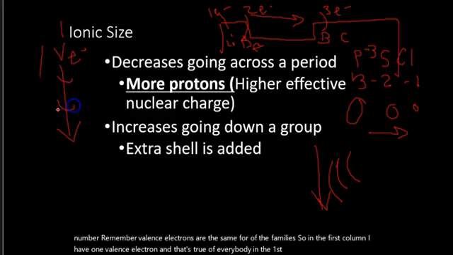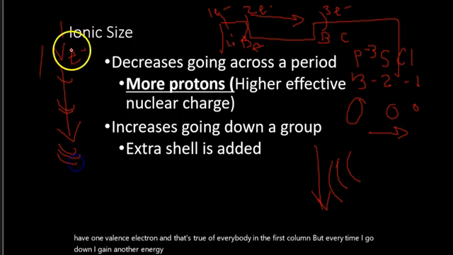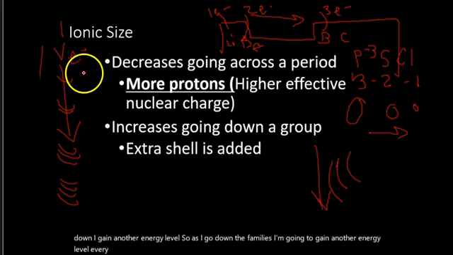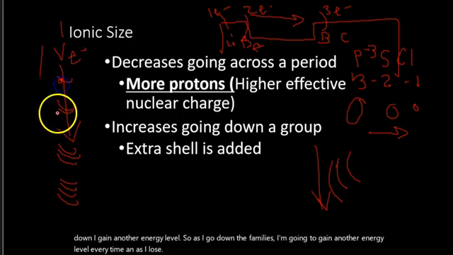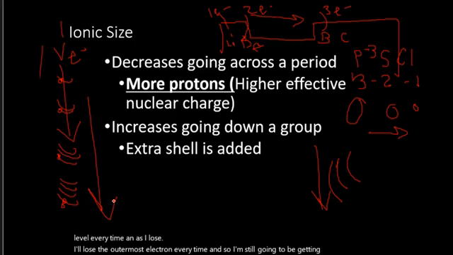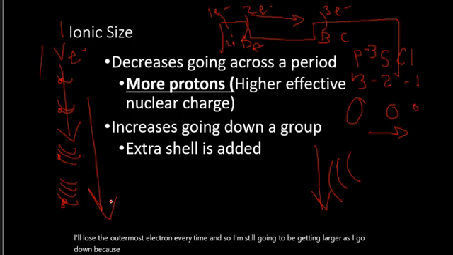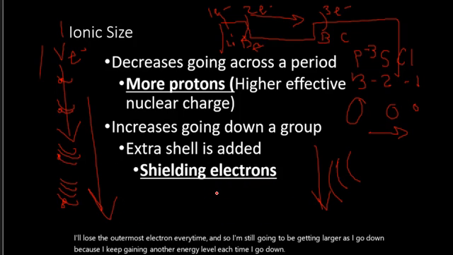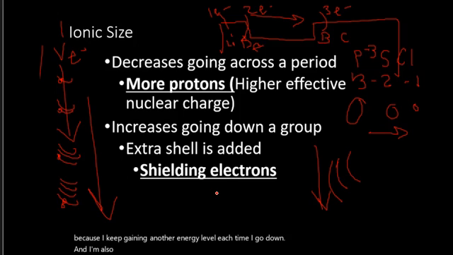But every time I go down, I gain another energy level. So as I go down the families, I'm going to gain another energy level every time, and I'll lose the outermost electron every time. And so I'm still going to be getting larger as I go down because I keep gaining another energy level each time I go down. And I'm also having more and more shielding electrons.